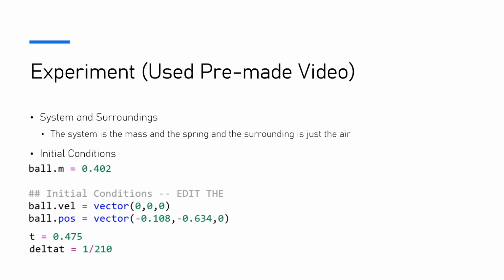For the experiment, we define the system as the mass and the spring, and the surroundings were just the air. From the tracker data, we got that the ball's mass was 0.402 kilograms, the velocity started at 0, and its initial position was negative 0.108 and negative 0.634. The time started at 0.475, and we have a delta t of 1 divided by 210.